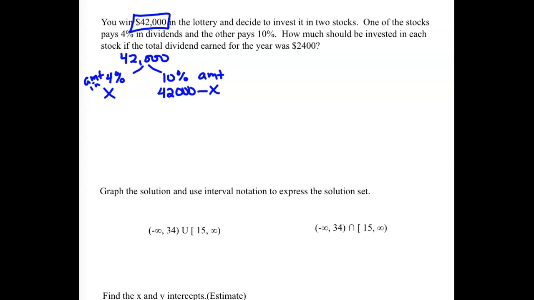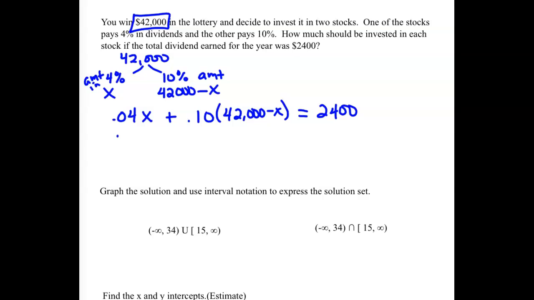So our equation says we get 4% of our X dollars, the money we put into that fund, and then we get 10% of the remainder. And our total dividend for the year was $2,400.